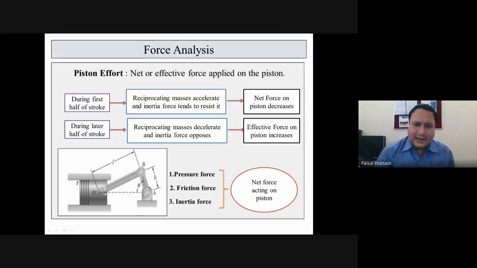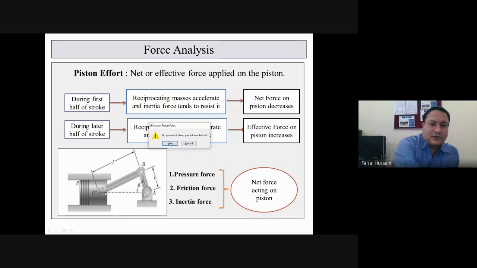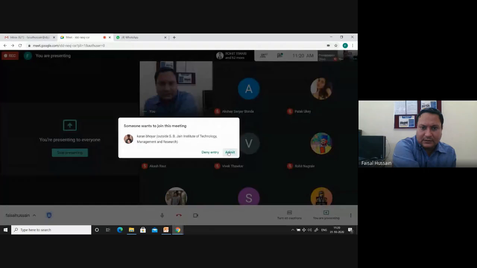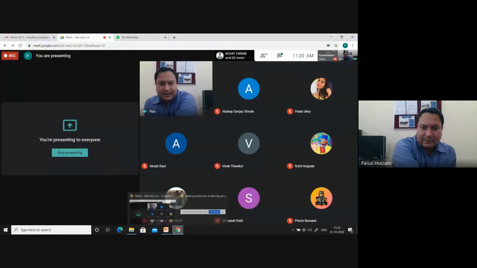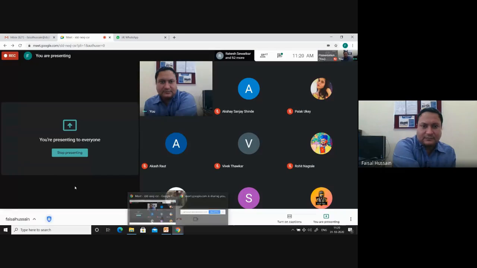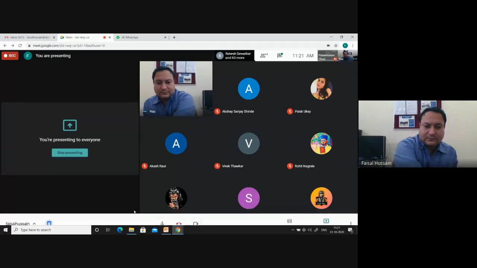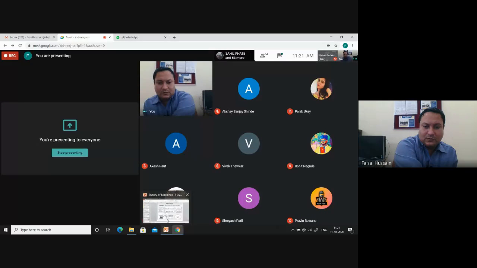But technically, piston effort can be increased or it can be decreased. How can it be increased or decreased? Let us see. One minute. Okay. How can it be increased or decreased? Let us see.